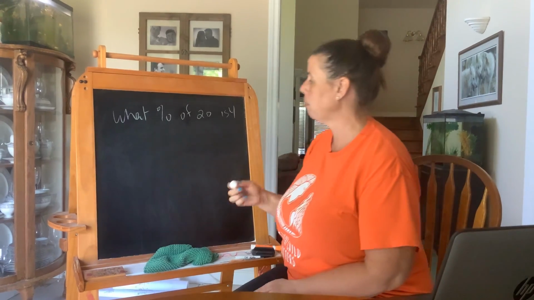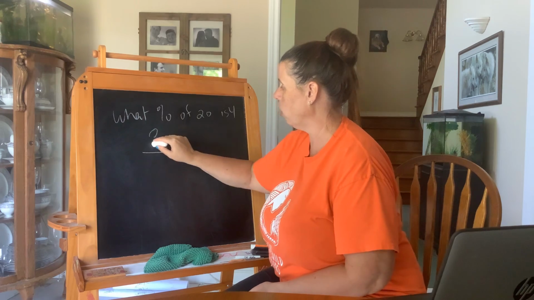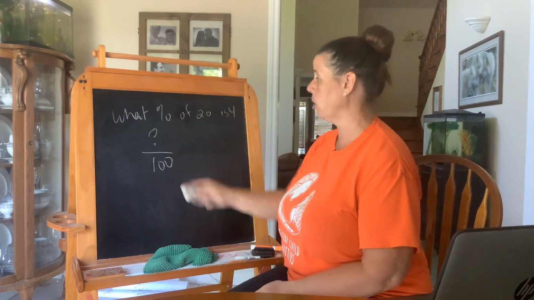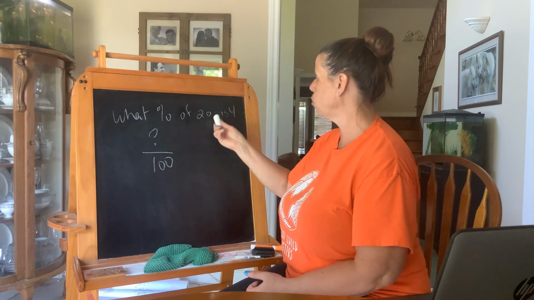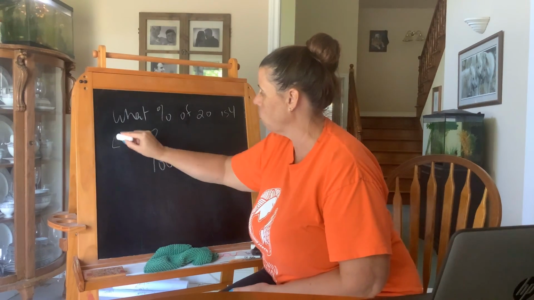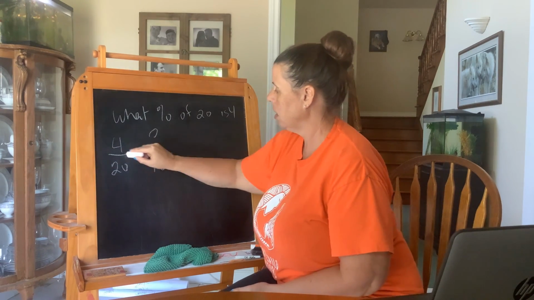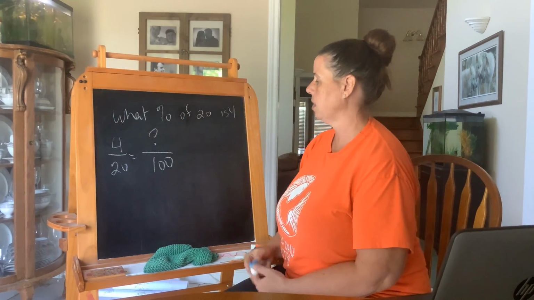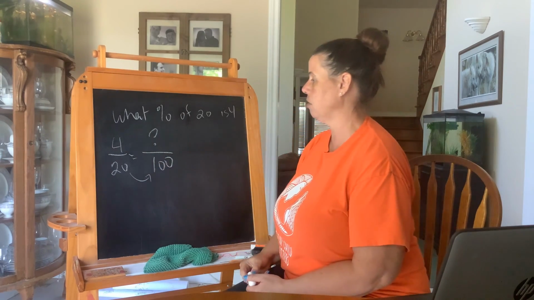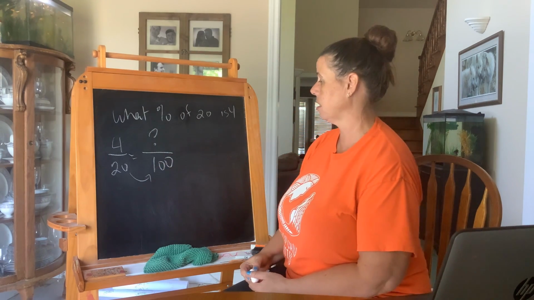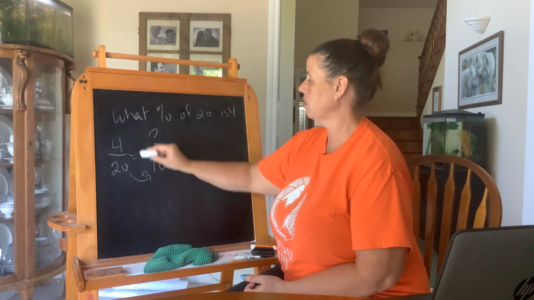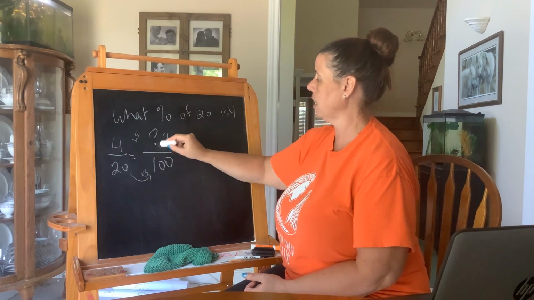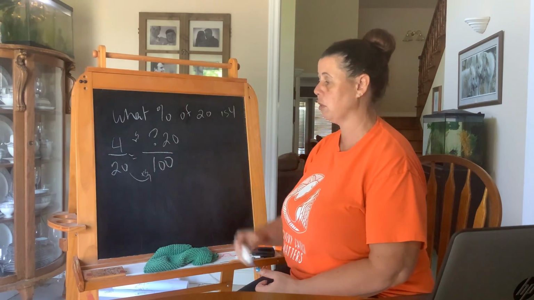Okay, so what percent? I don't know. So we know that that's that part. Of 20 is 4. So 4 out of 20 is what percent? Can I get from 20 to 100? Yes. I times by 5. So I times by 5 up here, and I get 20 on top. So I have solved the proportion.